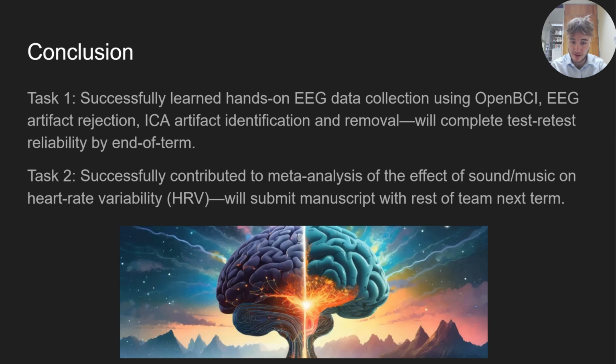For task 2, I successfully contributed to my colleague, Megan Ramirez's meta-analysis of the effect of sound/music on heart rate variability, HRV. And the manuscript will be submitted with the rest of my team by the next term. Both of these tasks helped me improve my skill set as a researcher. This skill set includes, but is not limited to, time management, learning how to use new means of data collection and analysis, and expanding my horizons in area of interest.